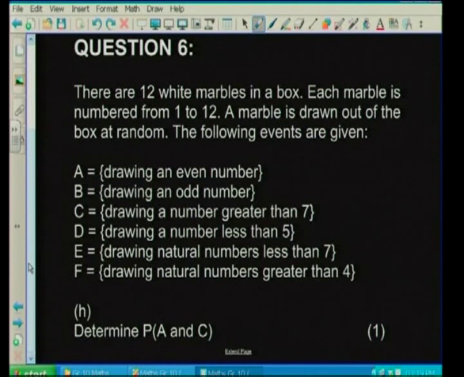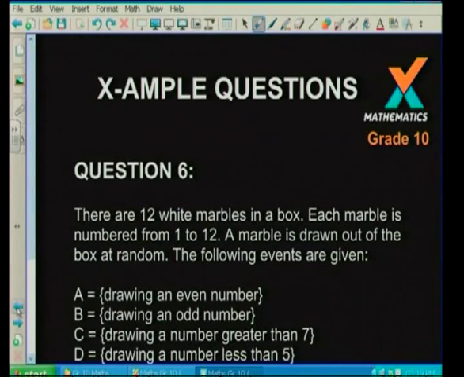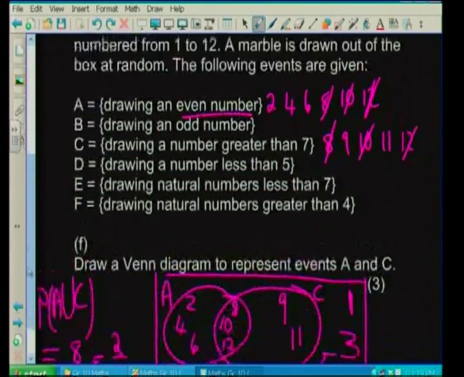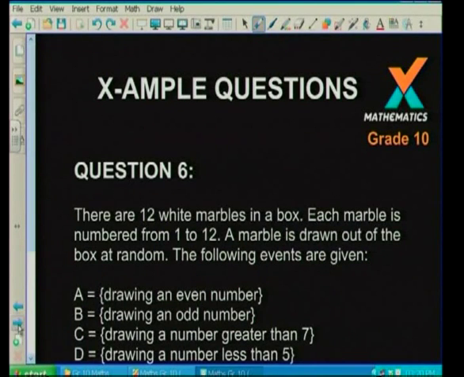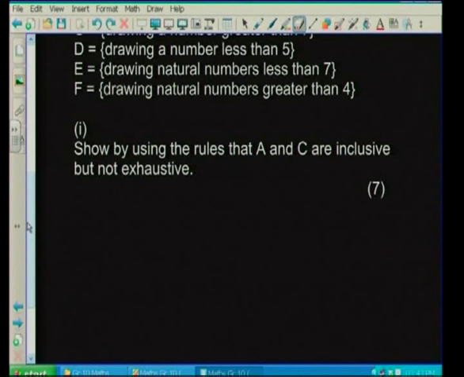We are now asked for the probability of A and C. So now we are looking at the intersection of our Venn diagram. Let's go back to our Venn diagram. And in the intersection of my Venn diagram, I've got 3 elements. So the probability of A and C is 3 out of 12. Very, very straightforward. 3 out of 12, guys, of course, simplifies to 1 out of 4.